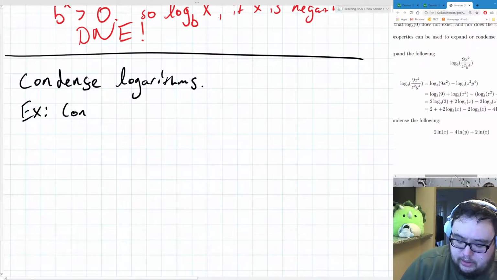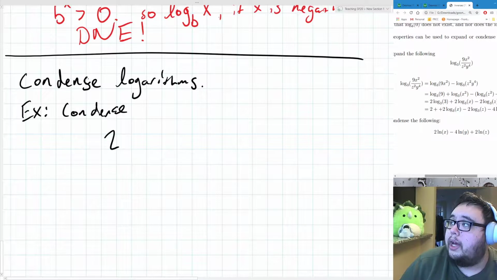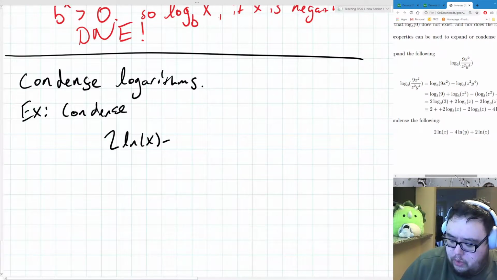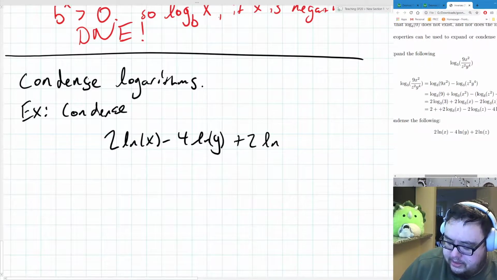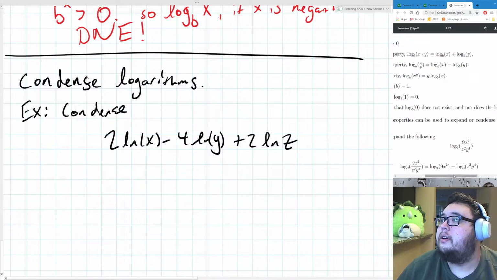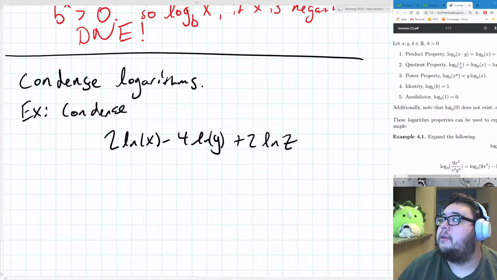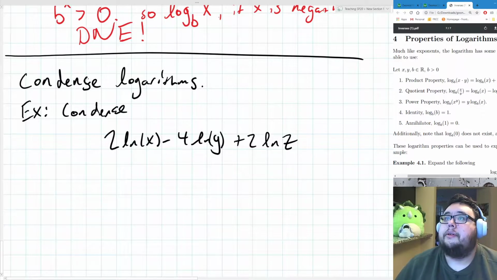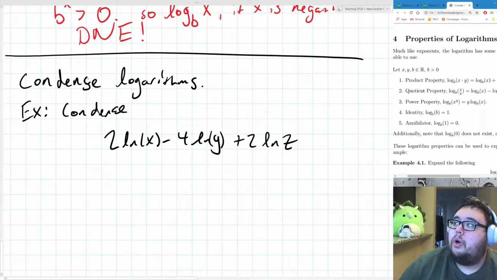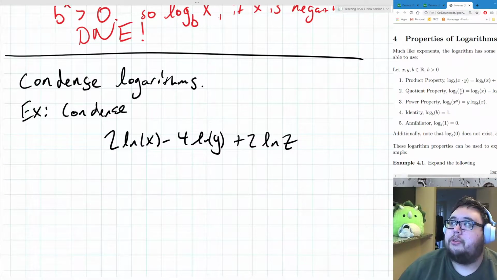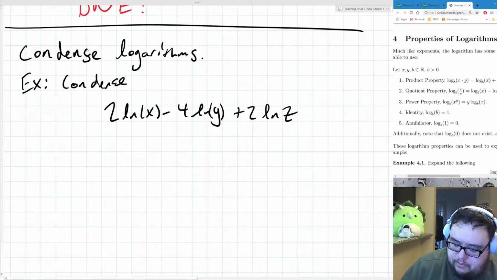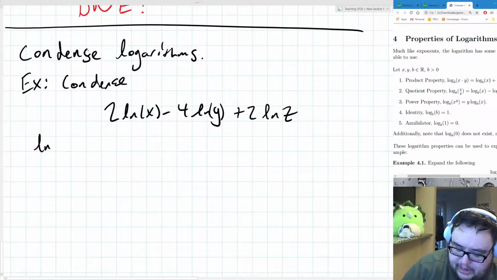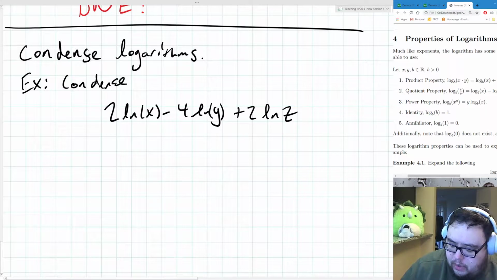Let's condense 2 ln x minus 4 ln y plus 2 ln z. Let's go back to our properties here so we have them. When expanding logarithms, we went from left to right on our properties. When condensing logarithms, we're going to go from right to left. So, 2 ln of x minus 4 ln of y plus 2 ln of z.